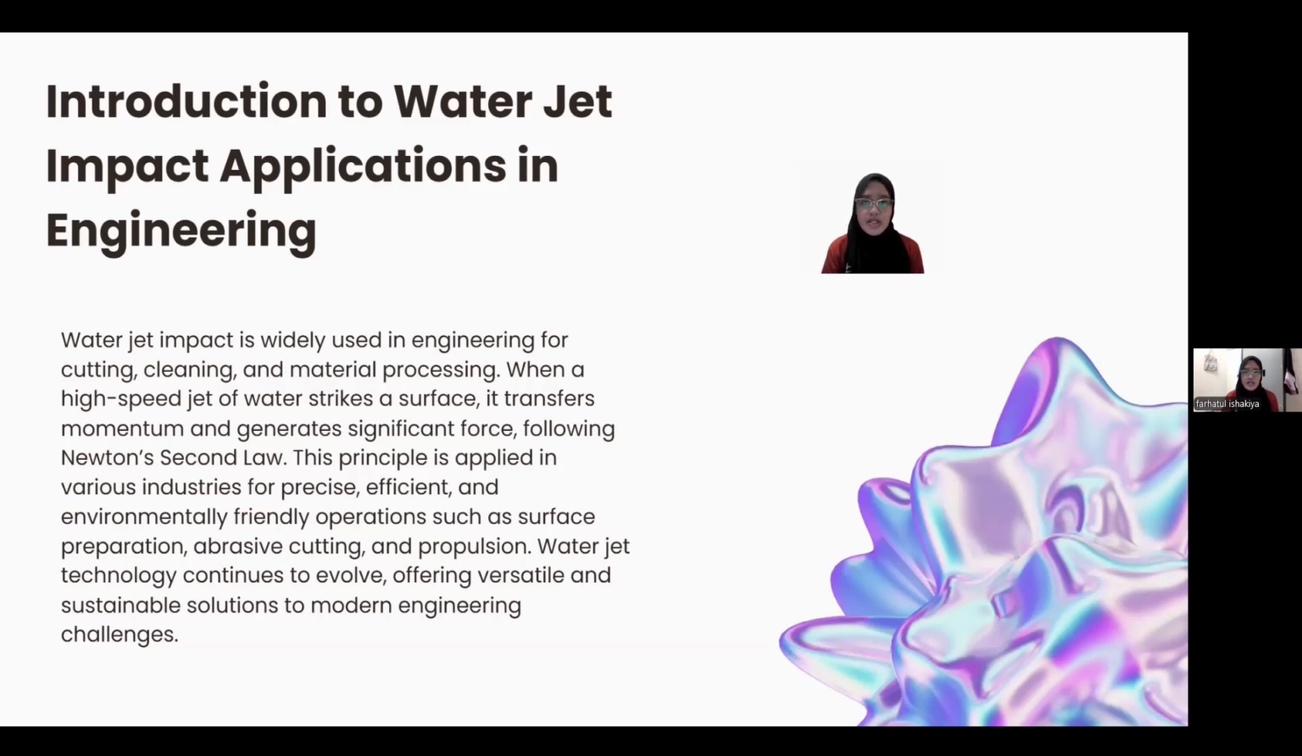Water jet impact is widely used in engineering for cutting, cleaning, and material processing. When a high-speed jet of water strikes a surface, it transfers momentum and generates significant force following Newton's second law. This principle is applied in various industries for precise, efficient, and environmentally friendly operation, such as surface preparation, abrasive cutting, and propulsion. Water jet technology continues to evolve, offering versatile and sustainable solutions to modern engineering challenges.